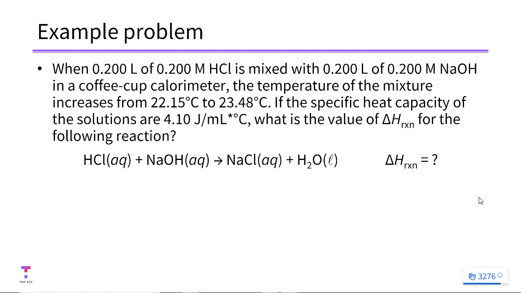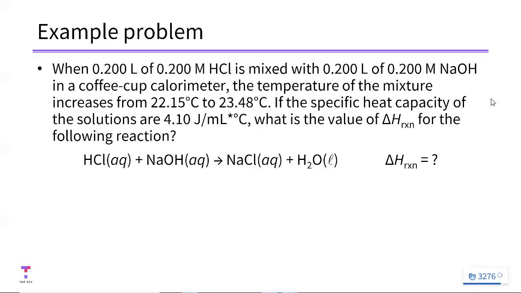So here's the scenario. I've got 0.2 liters of 0.2 molar hydrochloric acid. I've got 0.2 liters of 0.2 molar sodium hydroxide. I combine them together in a coffee cup calorimeter. The temperature goes from 22.15 degrees to 23.48 degrees. I'm given a specific heat capacity in terms of joules, milliliters, and Celsius. And it wants to know what the delta H value is.